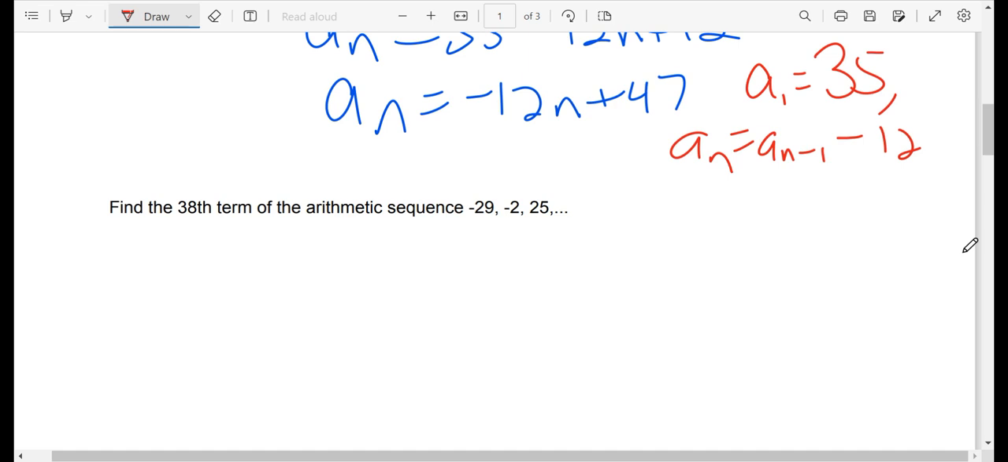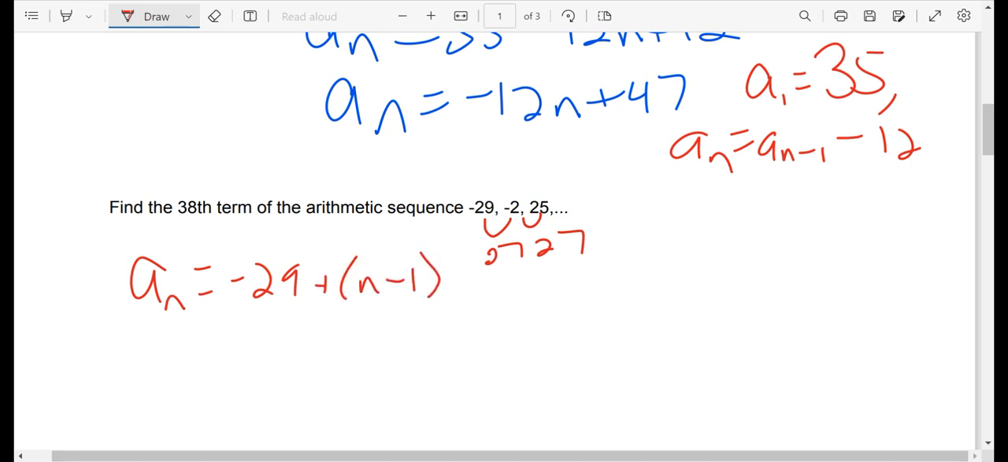Find the 38th term of the arithmetic sequence. Oh no, 38th? You're going to make us do this 38 times? No, I'm not, because you're going to do what you did in the last problem and use one of the formulas. First we need to find the common difference. What do you get? 27, because you're adding 27 each time. Common difference is 27, so if we use the formula, a sub n equals a sub 1, which you know is negative 29, plus n minus 1 times d. You know d is 27.